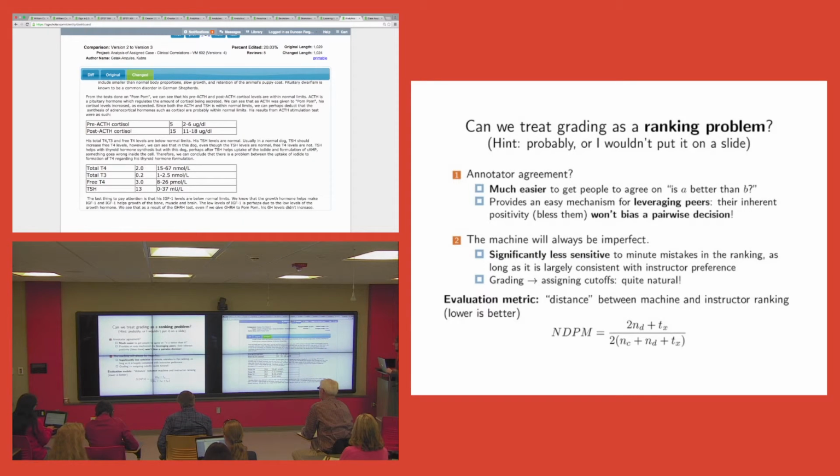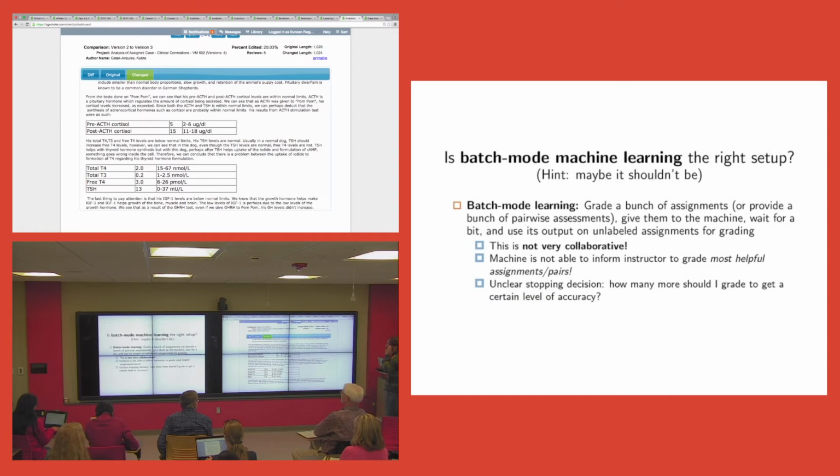And so I looked into this, and then there's this other question of, is batch mode machine learning the right setup? So in that feasibility study, the way we set that up was, we said, okay, we're going to have 50% of the assignments be graded, and then we're going to try and grade the remaining 50% that aren't graded. But that's kind of not really realistic.